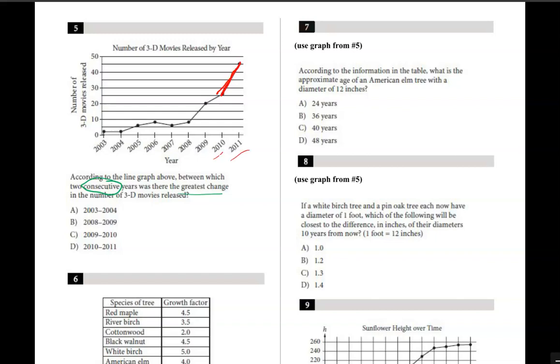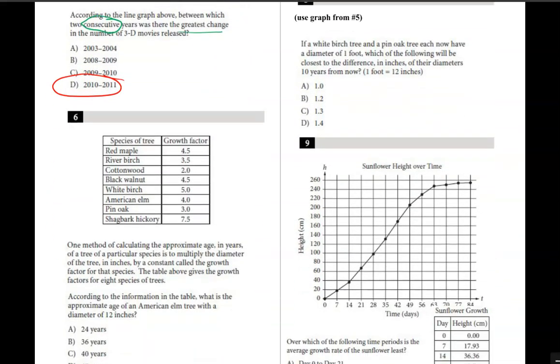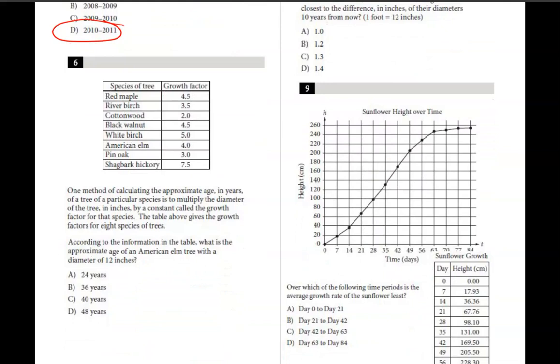And that goes from 2000 to 2011. So the correct answer there is D. Nothing too tough on that one. Number 6, looks like we have a chart here.